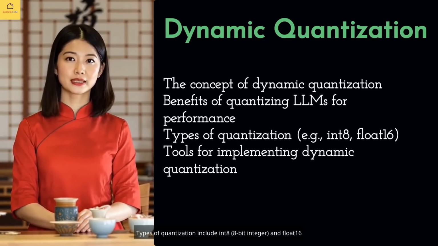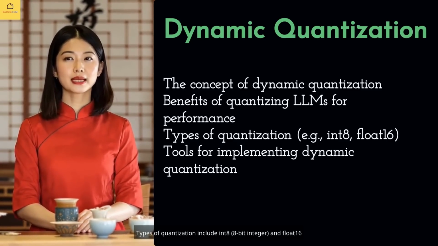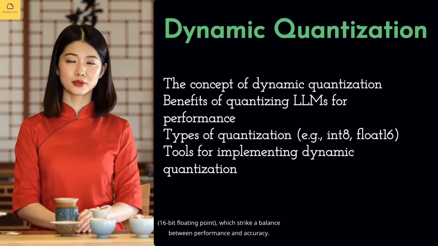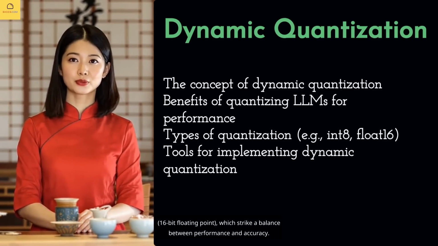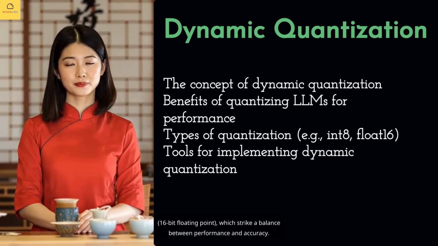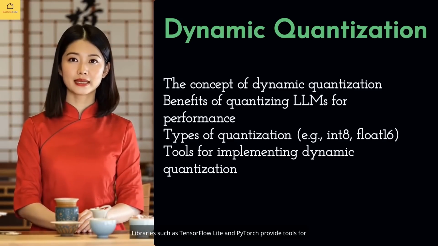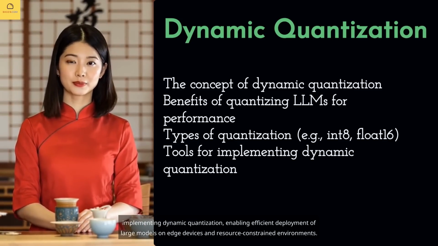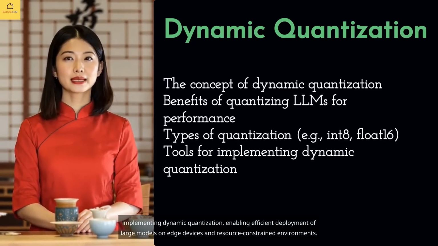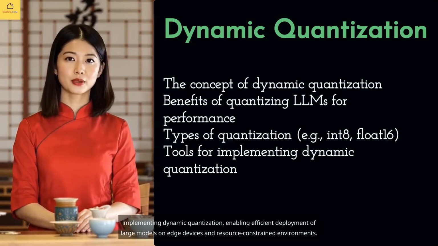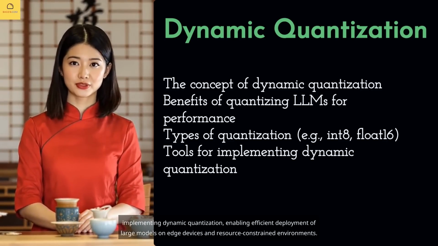Types of quantization include int8, 8-bit integer, and float16, 16-bit floating point, which strike a balance between performance and accuracy. Libraries such as TensorFlow Lite and PyTorch provide tools for implementing dynamic quantization, enabling efficient deployment of large models on edge devices and resource-constrained environments.